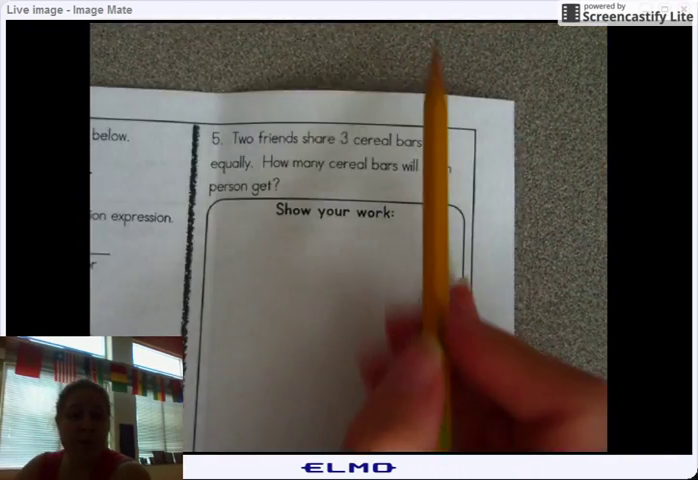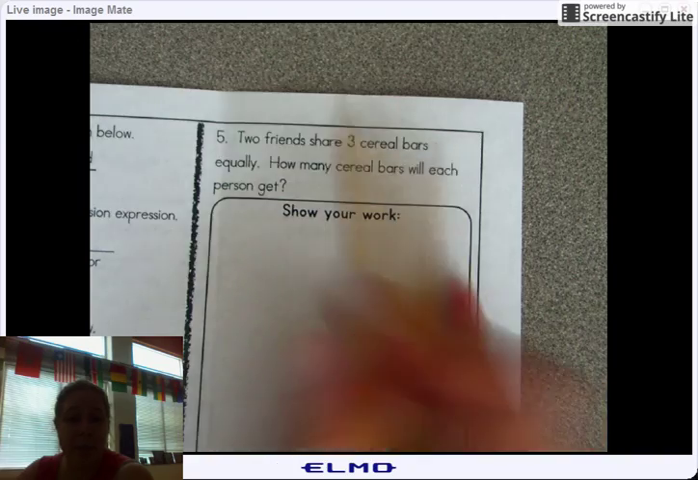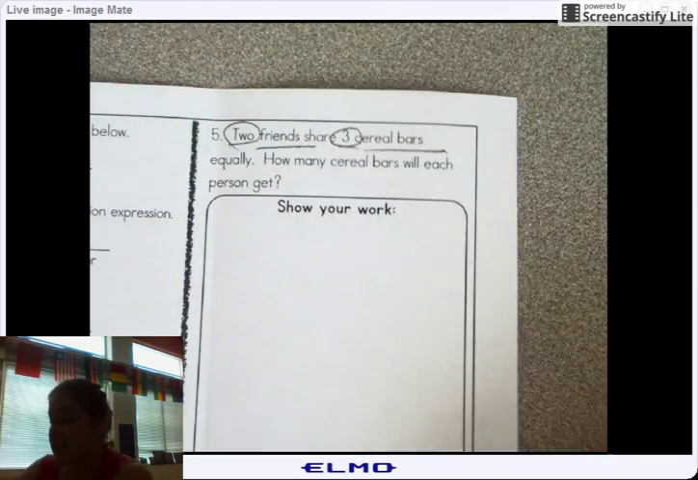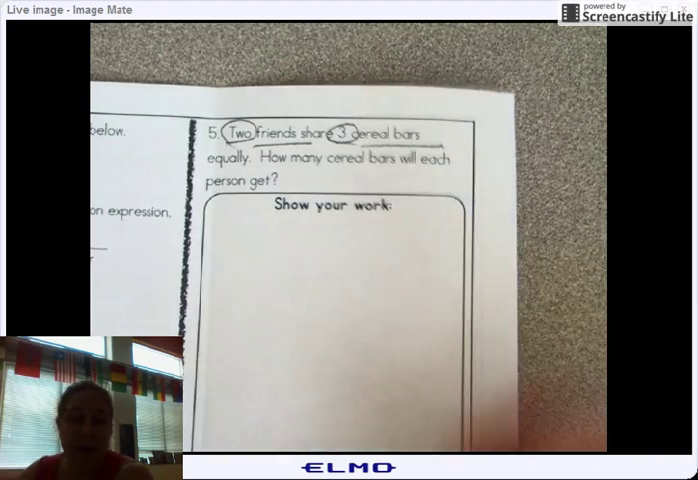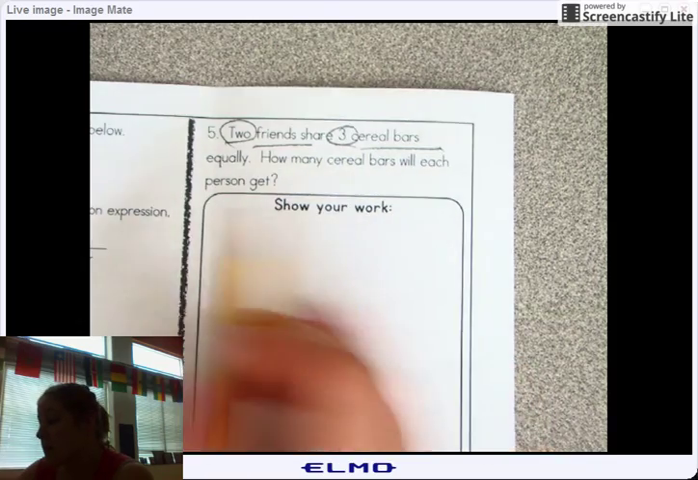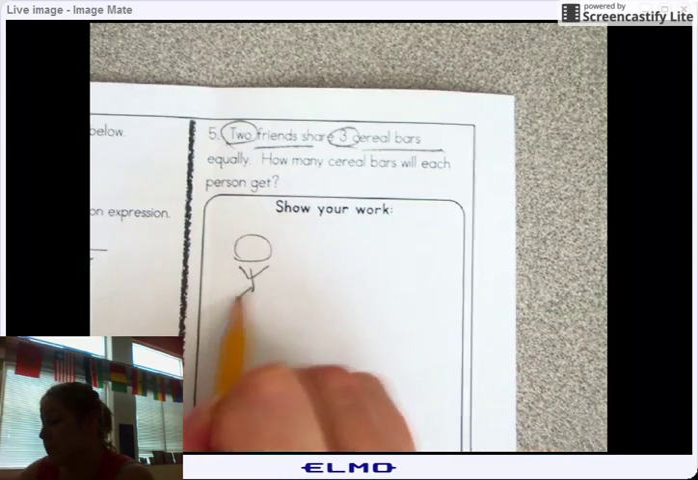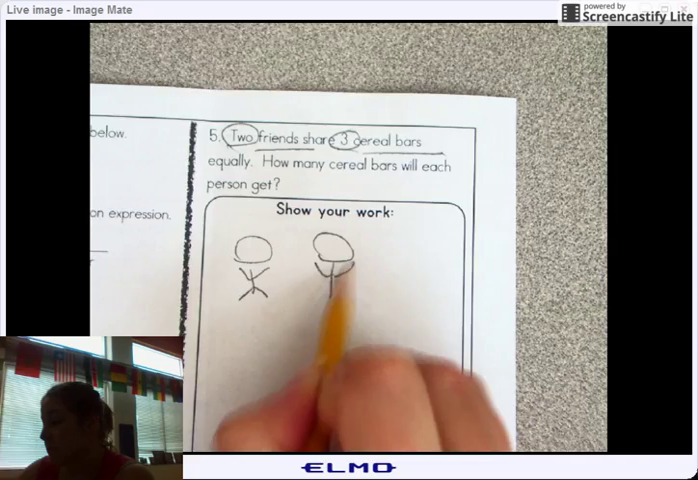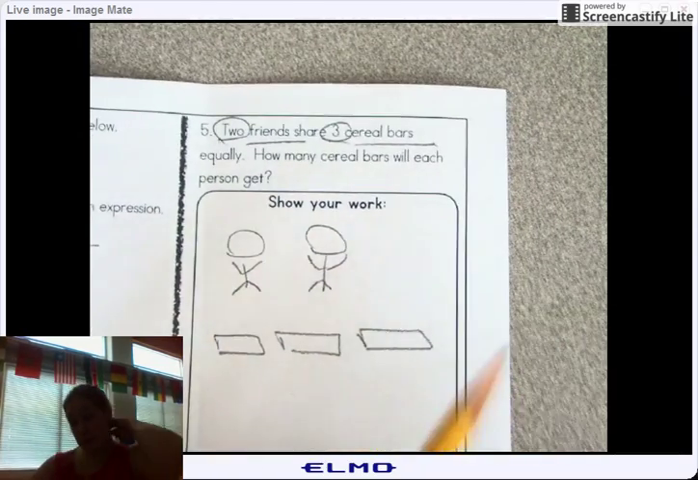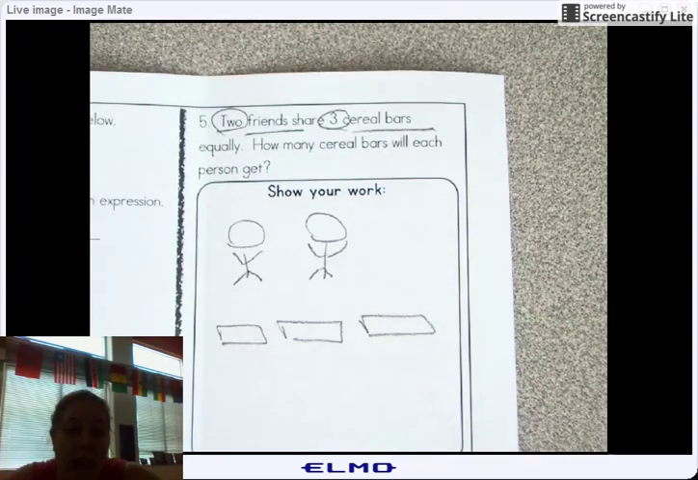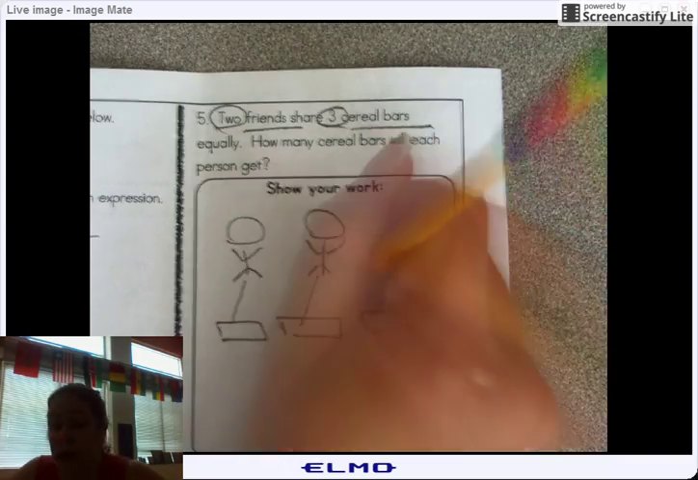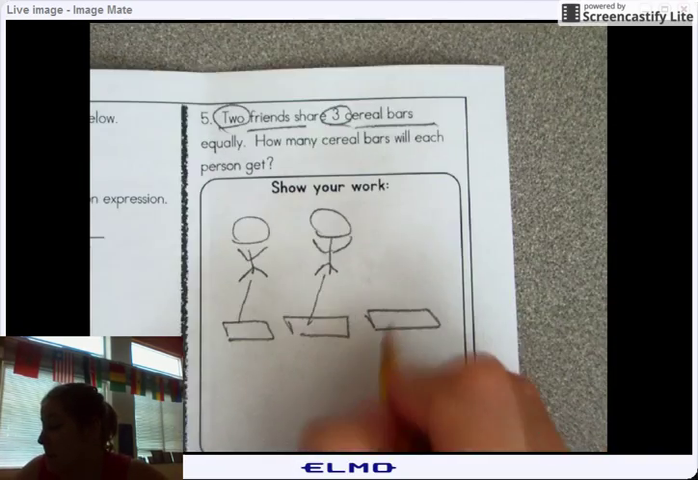Question number 5, 2 friends share 3 cereal bars equally. How much does each person get? If I were you, I'd draw the pictures. Draw your 2 friends. Draw your 3 cereal bars. Now, you'll notice in this one, it's a little bit opposite in how it gets placed. Each person can get their own bar, correct? But now we have to split this one.